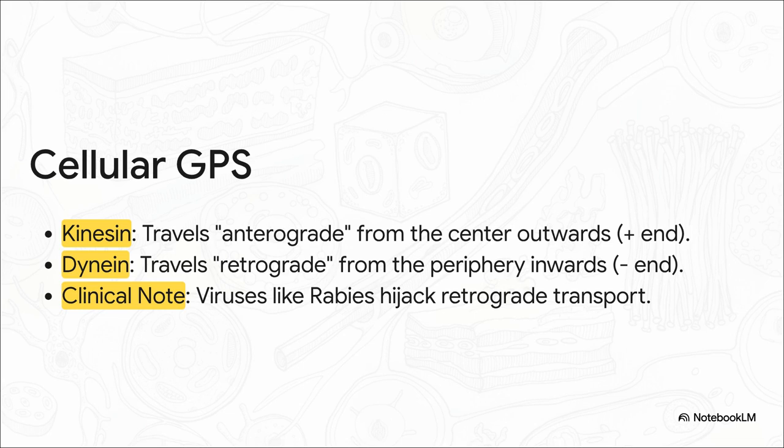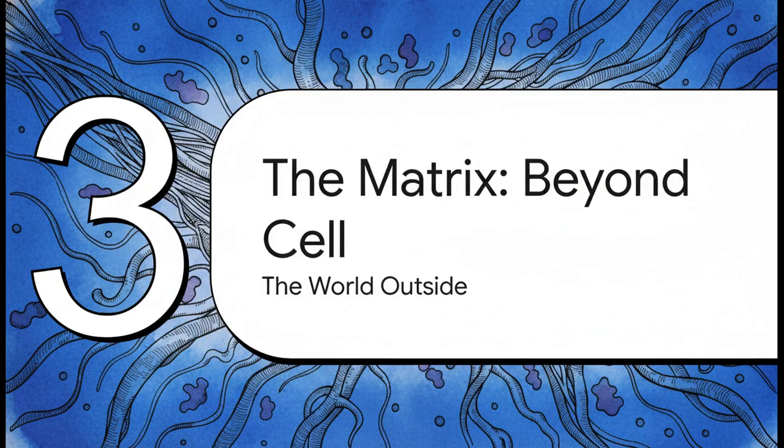Now, from a clinical standpoint, this is a major vulnerability. Viruses like rabies and herpes are absolute masters at hijacking the dynein motors to catch a ride from a nerve ending all the way back to the main cell body where they can set up shop and replicate. Pretty clever, huh?